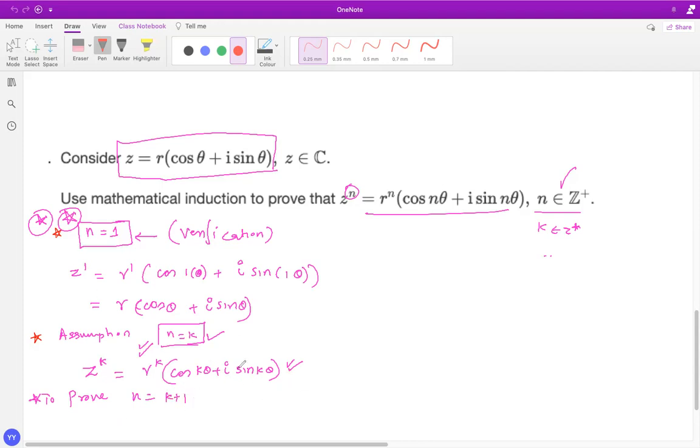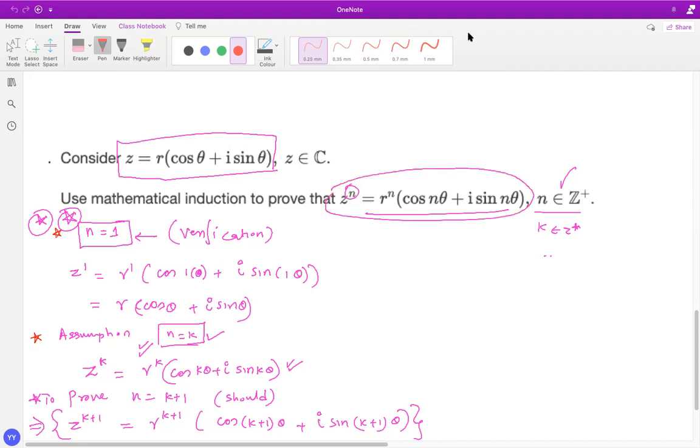And according to the condition, if I take z to the power k plus 1, it should be r to the power k plus 1 cos (k plus 1) theta plus i sine (k plus 1) theta. So this is what I should get. This is to prove. This is the main step, which I have to derive in order to prove this result to be true for all the numbers. Our next step is that I'm just going to take the left hand side. I'm not going to take both sides. So my left hand side is z to the power k plus 1.